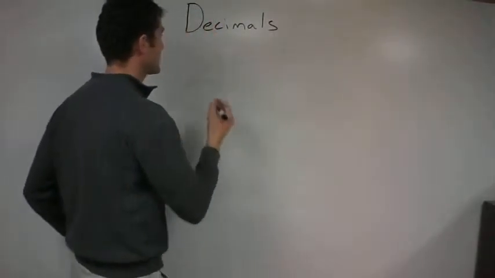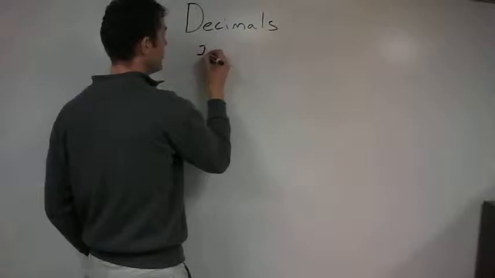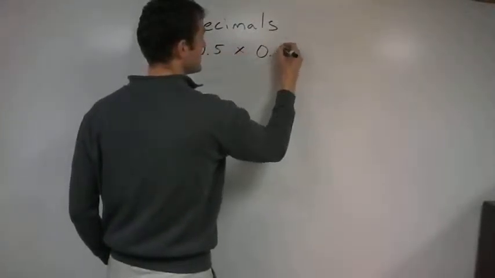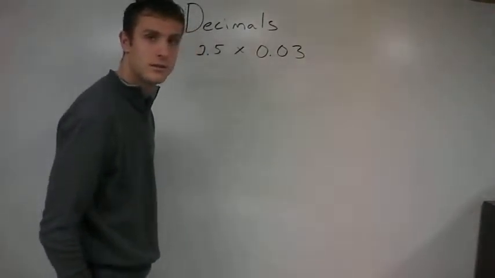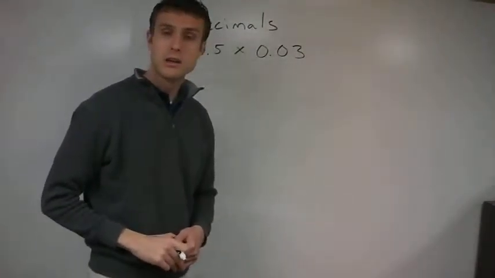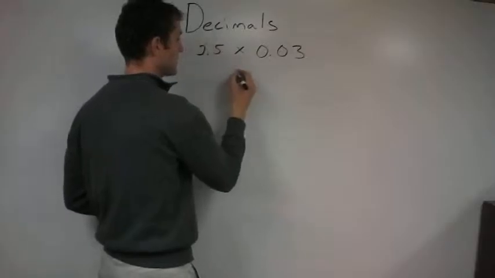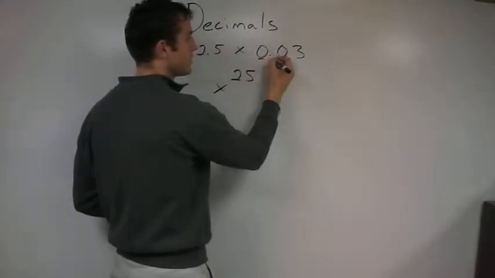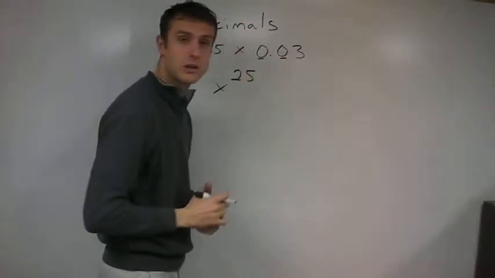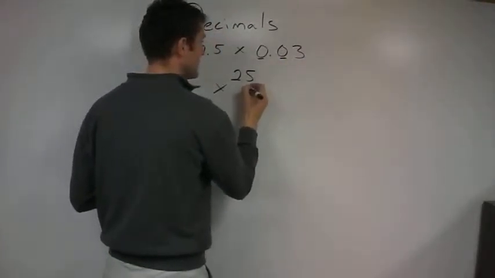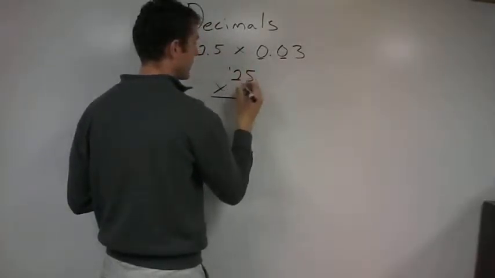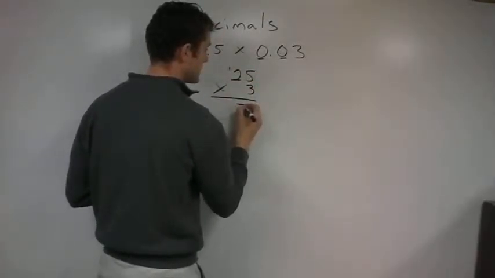So let's take, for example, 2.5 times 0.03. I'm going to ignore the decimals, so I'm going to write 25 times, since these zeros are simply placeholders, I'm going to ignore those zeros and simply multiply times 3. 5 times 3 is 15, carry the 1, 6 plus 1 is 7.